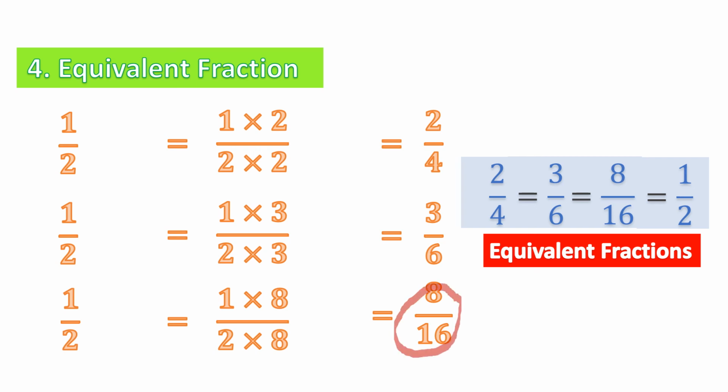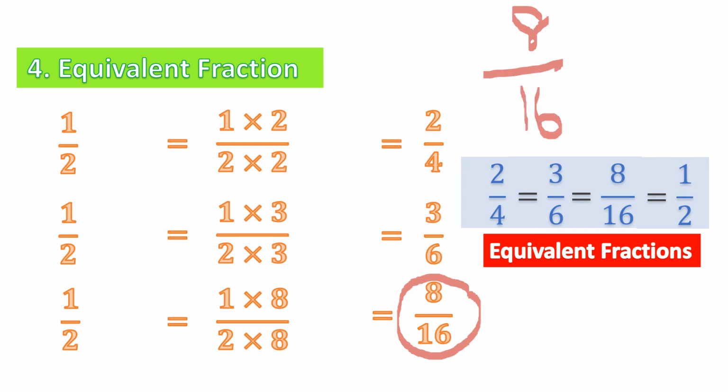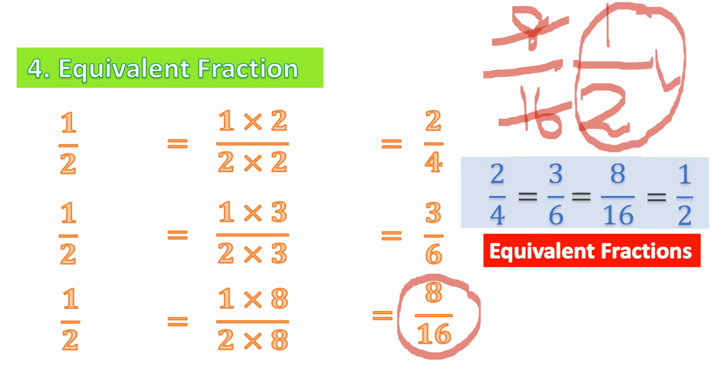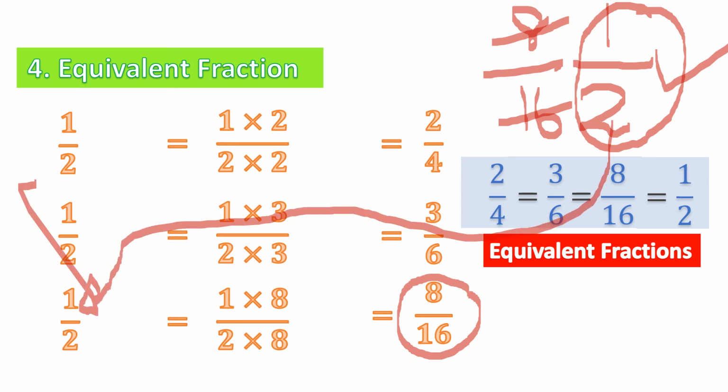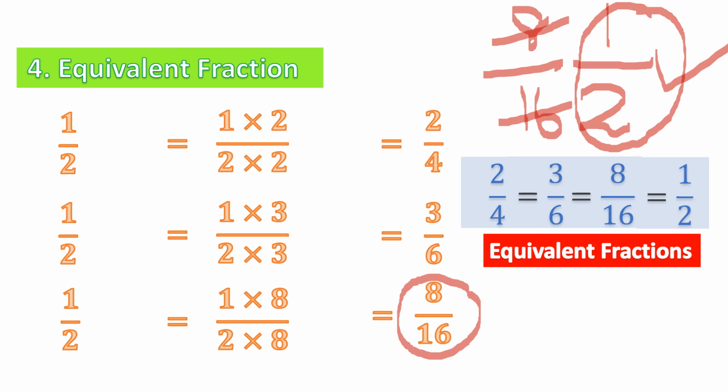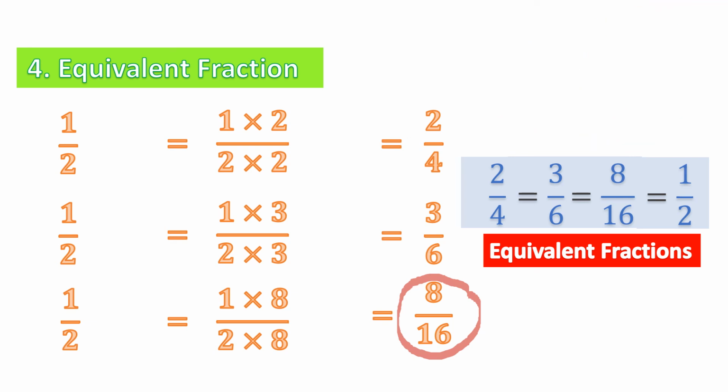8 by 16, if I look at 8 by 16, how do I write 8 by 16? If I cut it, I get 8 ones are 8, 8 twos are 16. So it's actually 1 by 2. So what is the value of 8 by 16? It is 1 by 2, right? So 1 by 2 and 1 by 2. So can you see the values are the same, right? The values are the same, only the numbers are different.